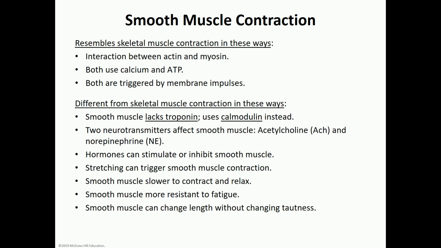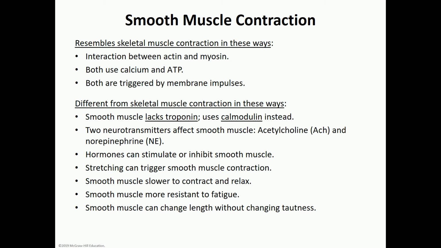The smooth muscle fibers do not have troponin. Instead, they have something called calmodulin, which is modulated by calcium. So calmodulin replaces troponin in smooth muscle fibers. Remember when we talked about skeletal muscles, we said that they respond to acetylcholine. Smooth muscles respond to acetylcholine and norepinephrine.